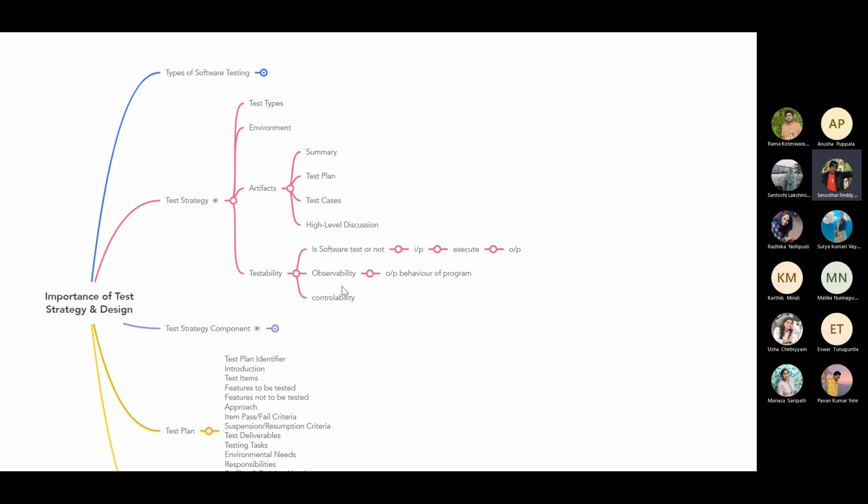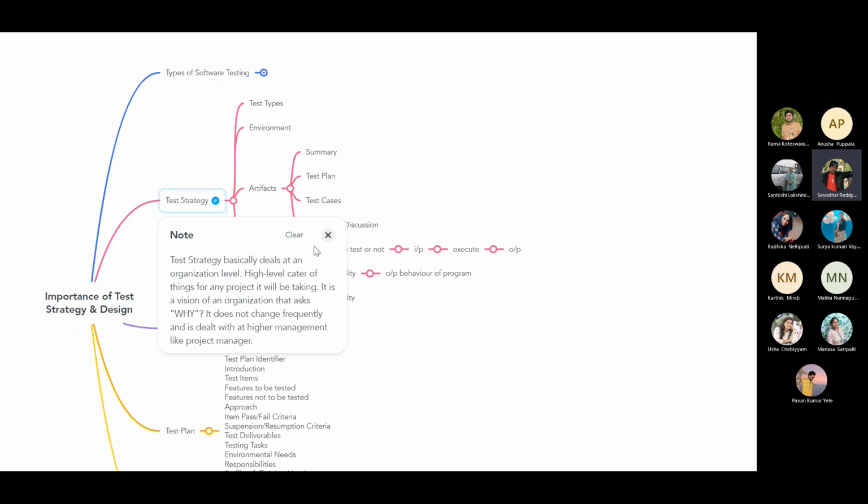And it also covers observability, like the output behavior of the program, whether it is exactly following the same conditions mentioned in the BRD document. Also controllability, which deals with how many test cases, or to what extent the test cases are to be covered, and what things need to be ignored. So these all come under the test strategy. We have a definition, if you see. So it basically deals with the why.